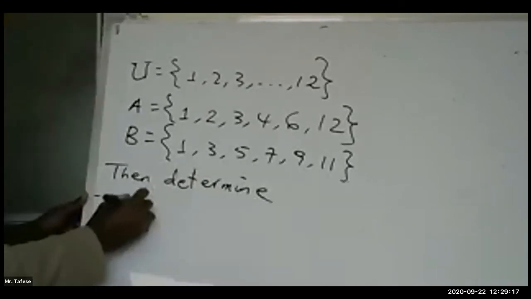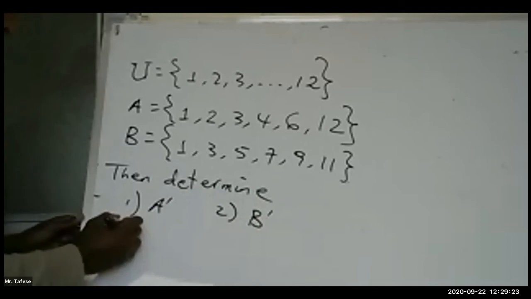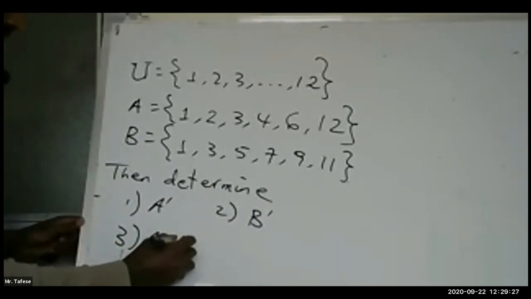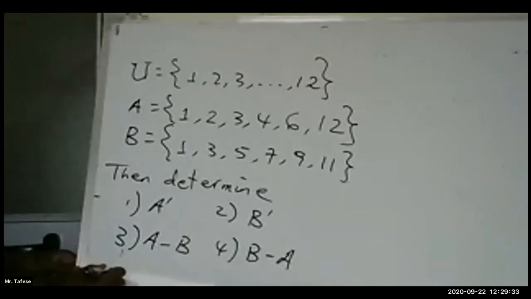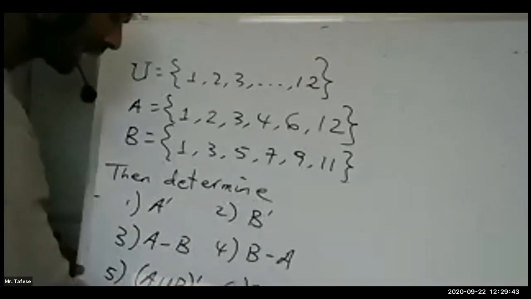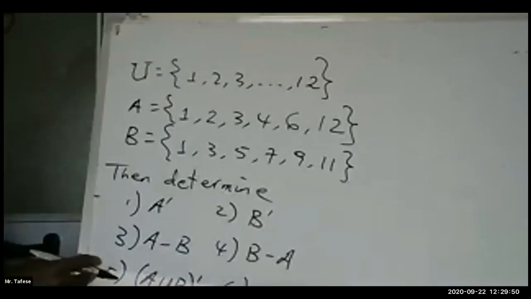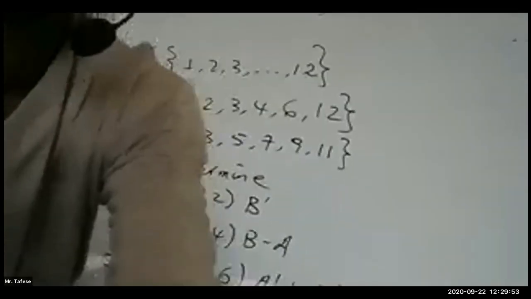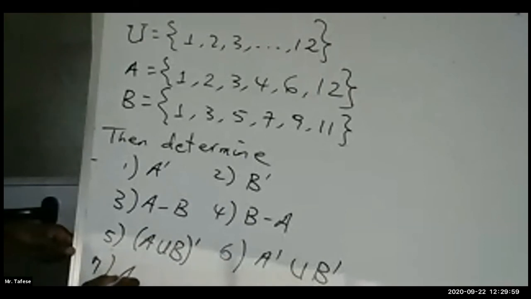Number one, A complement. Number two, B complement. Three, A without B. Number four, B without A. Number five, the complement of A union B. Number six, A complement union B complement. Number seven, A complement intersection B complement.